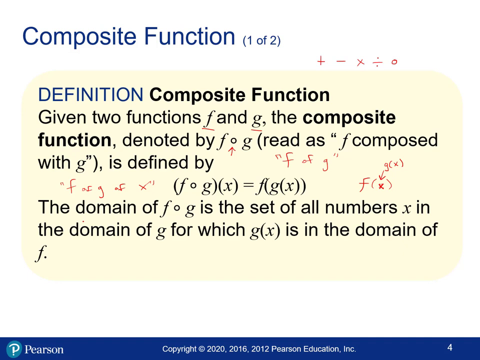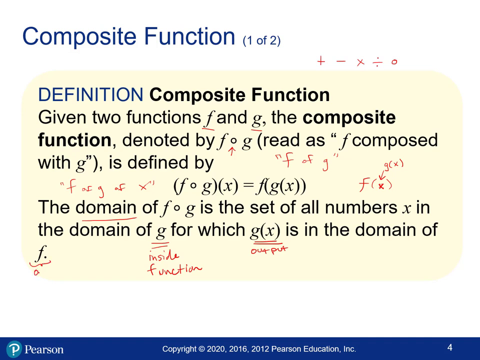Then the domain of a composition function is the set of all numbers that we're going to call x in the domain of the inside function. So notice this is the one that's getting plugged into the other function. So the domain of the inside function, for which the result, notice g of x is a y value, so g of x is like y, so this is the output, for which the output is in the domain of the outside function.